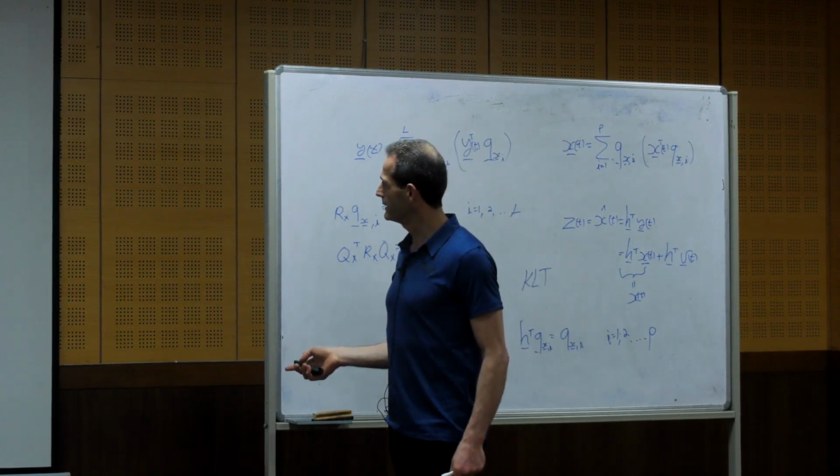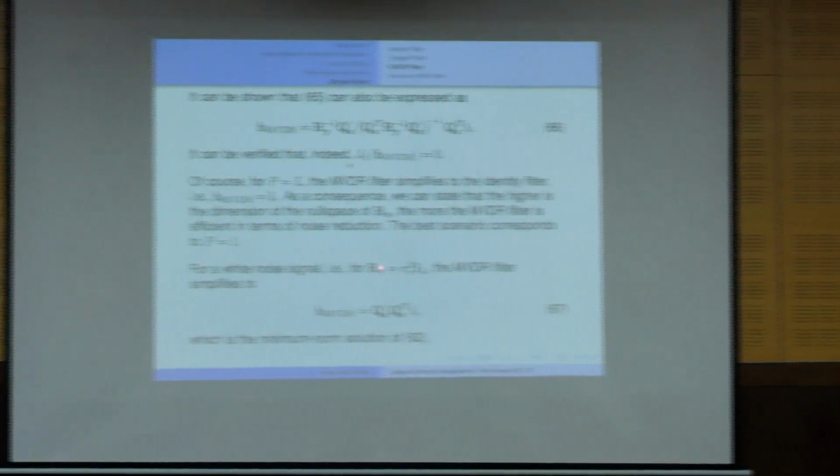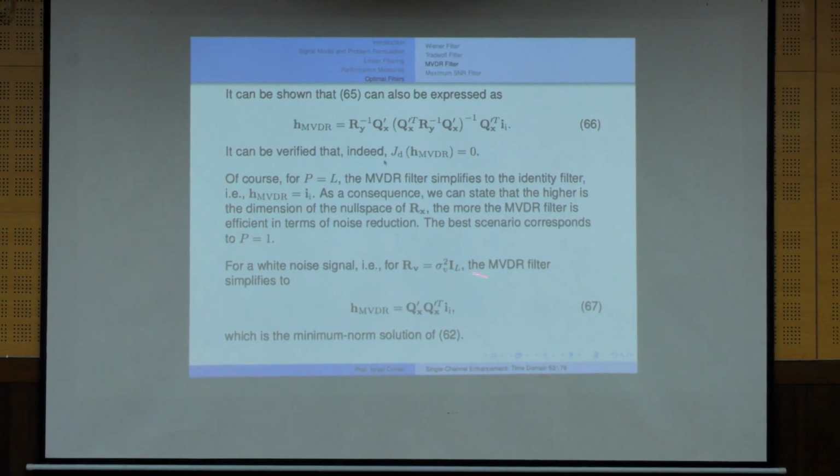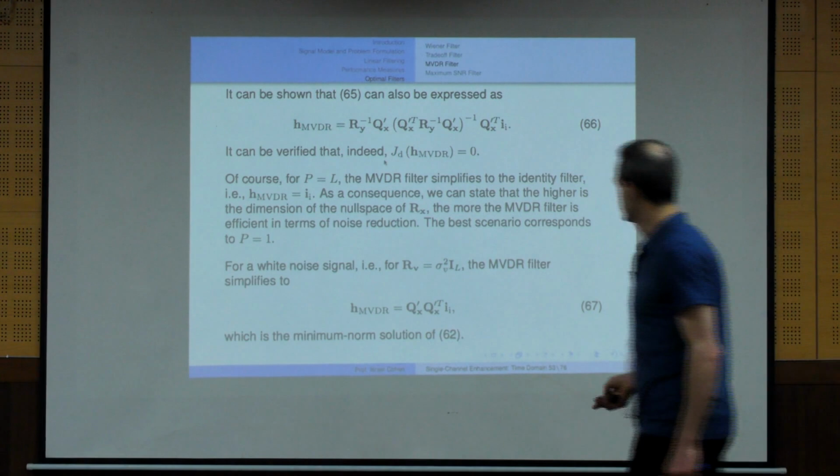In case we have white noise, by the way, then R_V will be diagonal, like this. Why? Because any two samples of the vector V are uncorrelated, which means that this matrix is diagonal. So in this case, the MVDR reduces to this expression. It's just a special case.